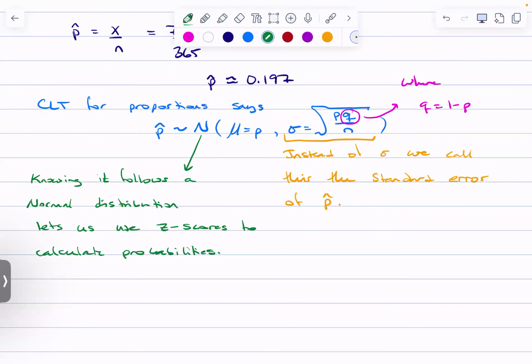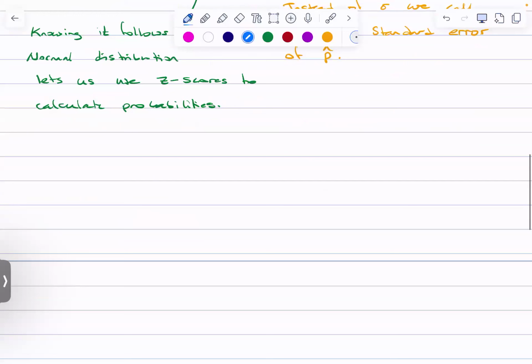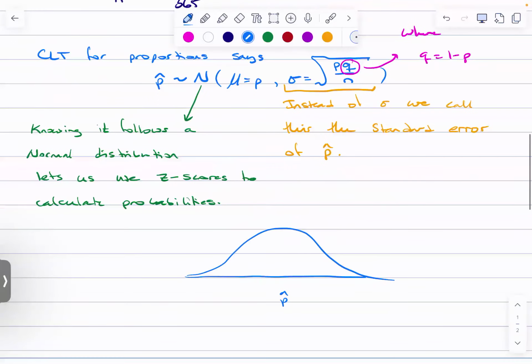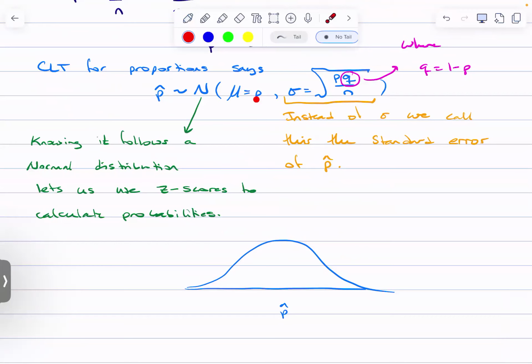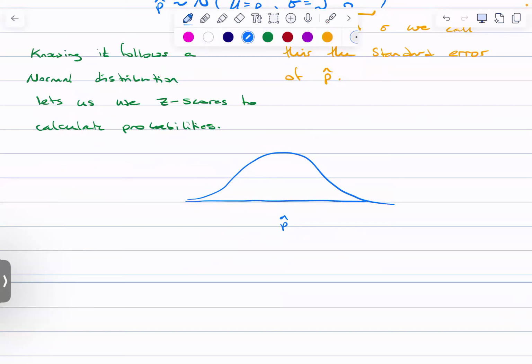So what does this tell us? Well, it tells us the shape. It looks like this. This is my distribution of p hats. We had a sample of 365 days, and we found some proportion of those days to be untreated. Now what the central limit theorem says is that this is going to be centered on p.